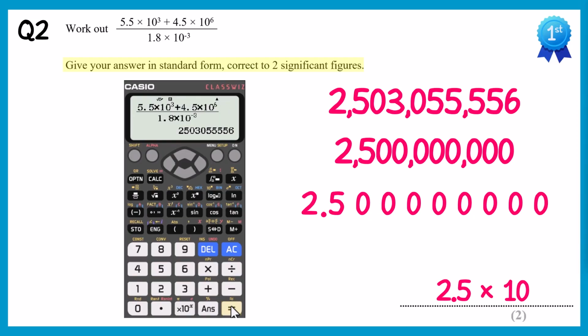We then need to work out how many times we multiply this by 10 to get to 2,500,000,000. So let's multiply it by 10 once, a second time, a third time, a fourth, fifth, sixth, seventh, eighth, and a ninth time. So we needed to multiply by 10 9 times, so it's times 10 to the power 9.